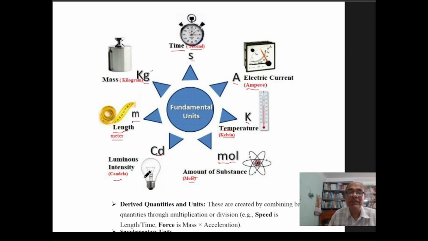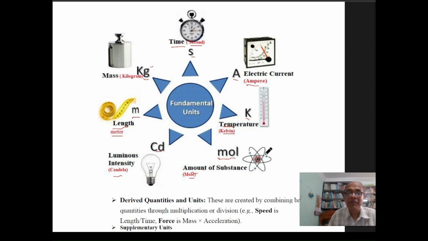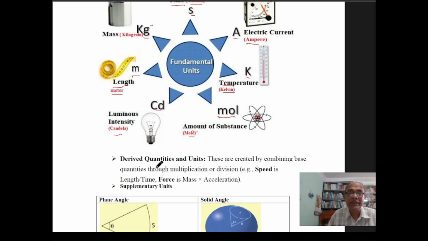All these 7 quantities are the fundamental quantities in the SI system, and the units of these fundamental quantities are the fundamental units. And derived quantities are those quantities which are derived with the help of the fundamental quantities. Suppose we consider speed equal to length by time. Obviously the length unit is meter, the time unit is second, so the speed unit is meter per second.